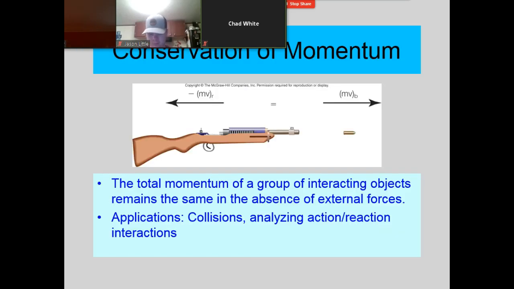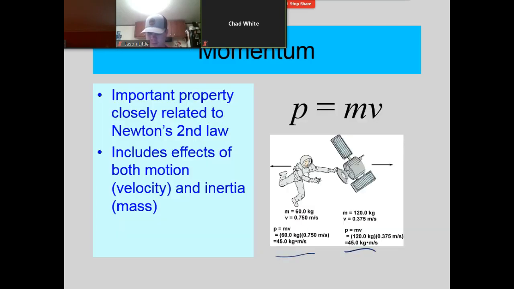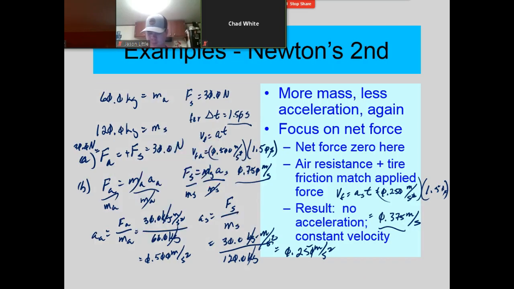Now, here's another illustration of conservation of momentum, okay? Now, I meant to say this one too. Let me back off a moment, way back, okay, this reminded me.